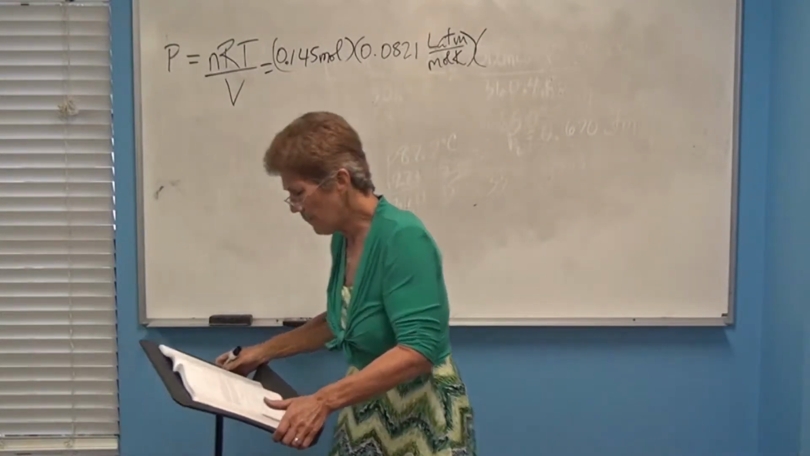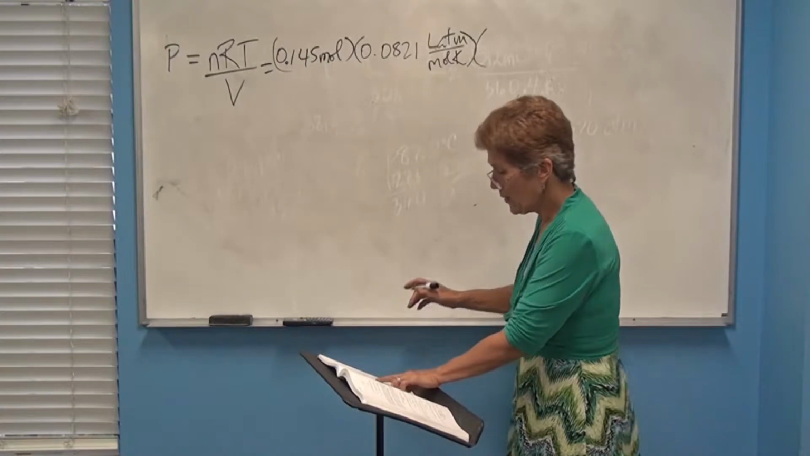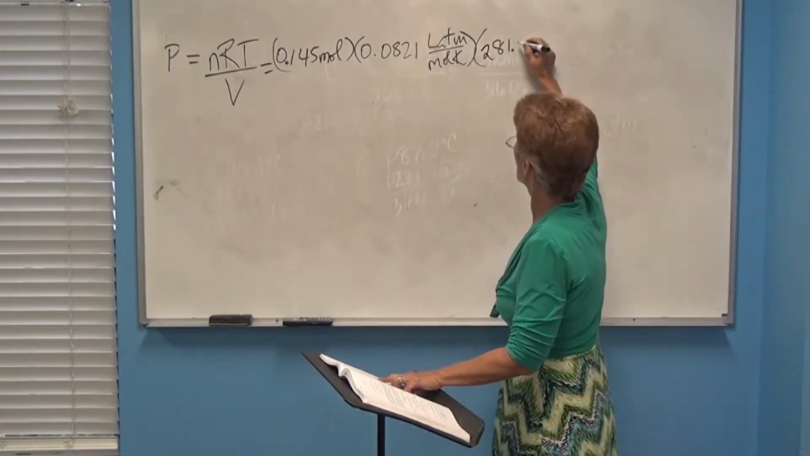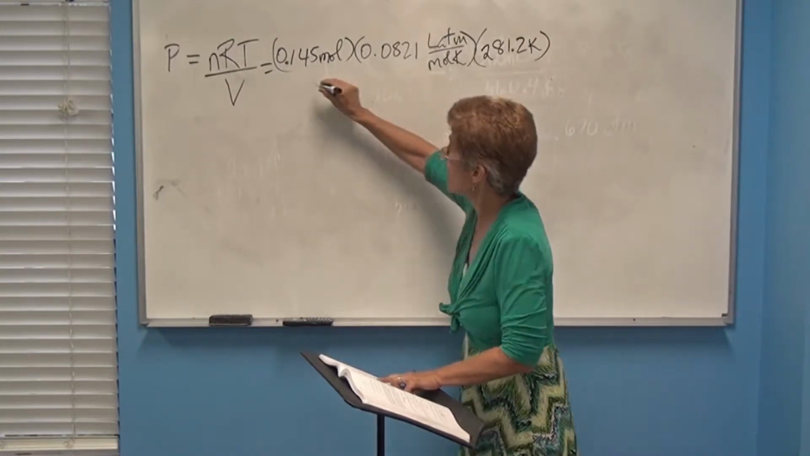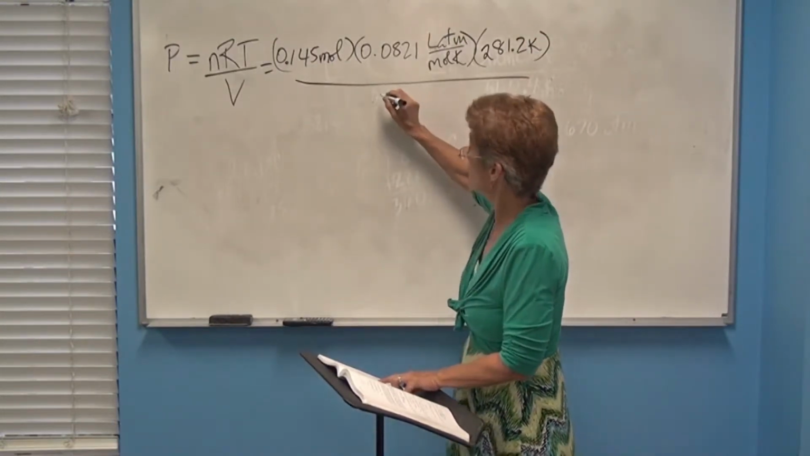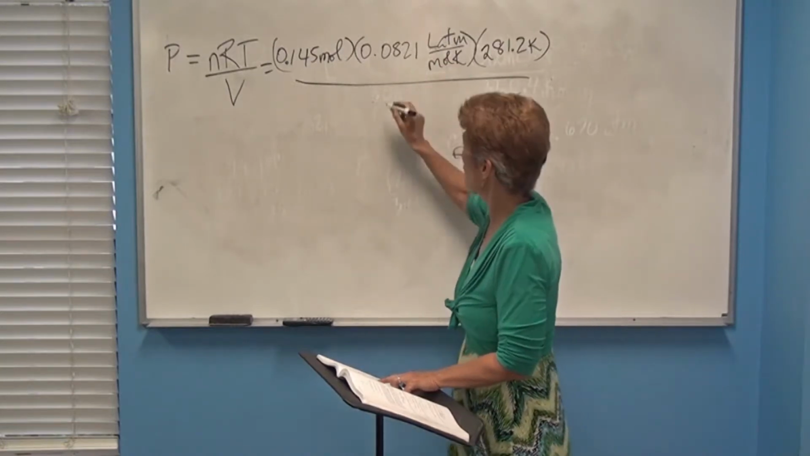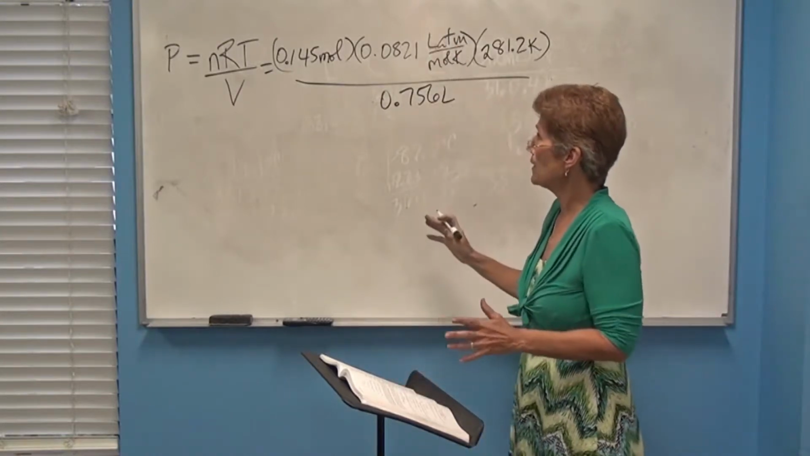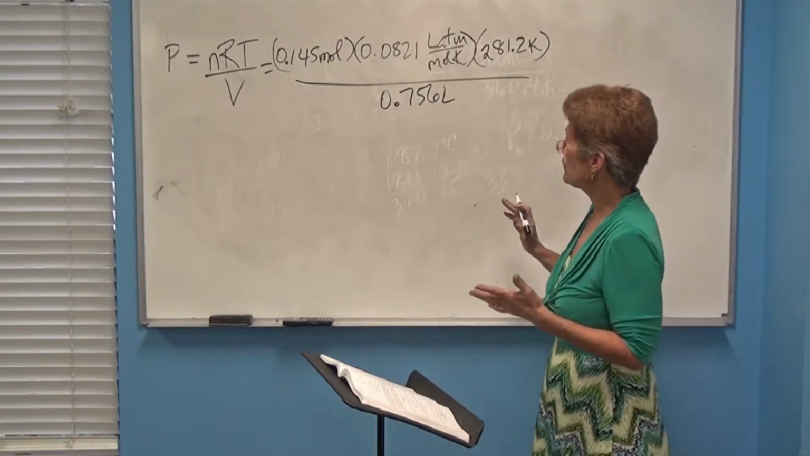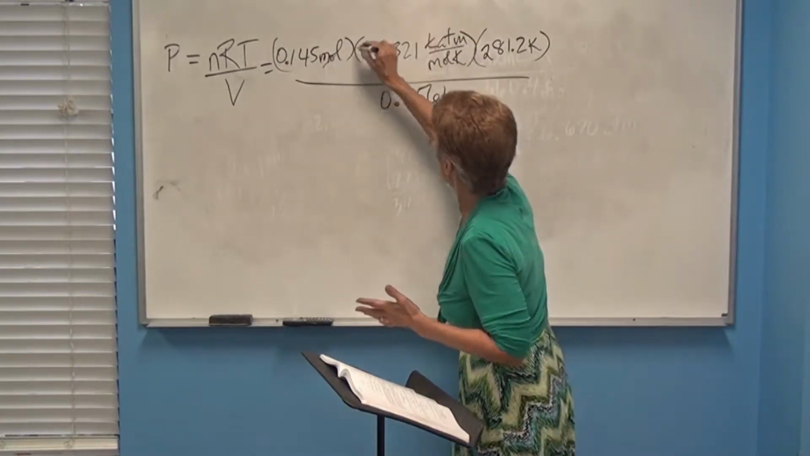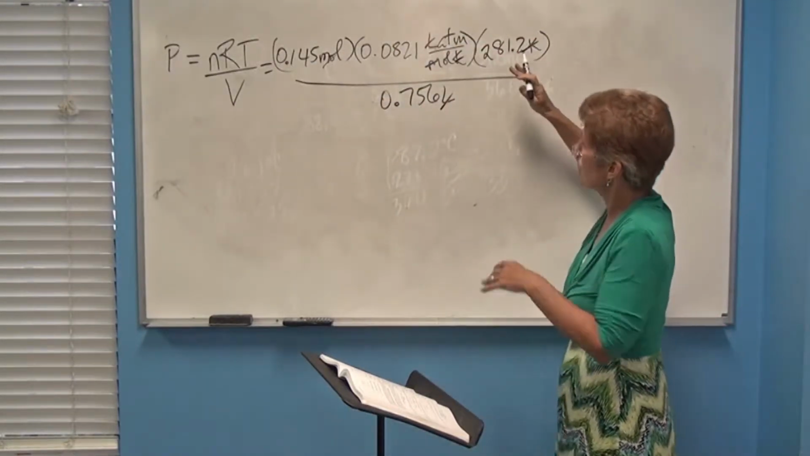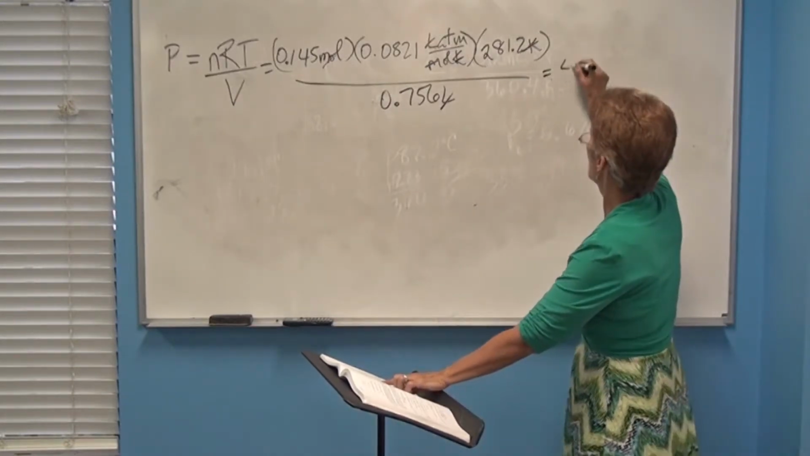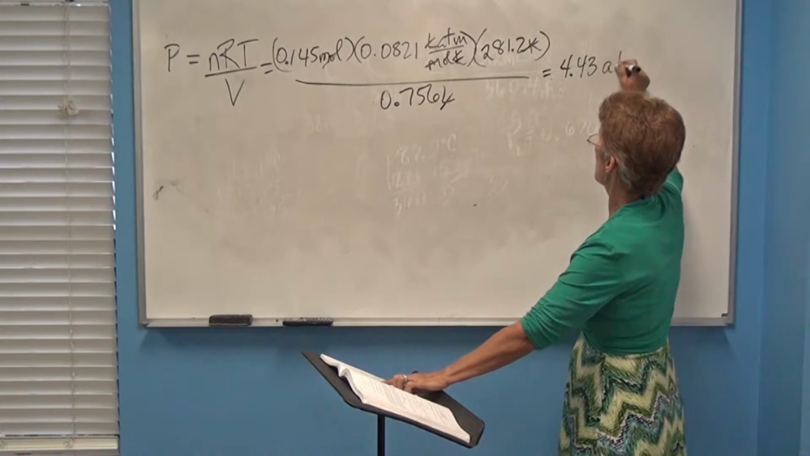We're told that the temperature is, wow, it's in Kelvin already, 281.2 Kelvin. Not used to that. And the volume, we need that in liters, and it's given in milliliters, so 0.756 liters. Otherwise, it won't cancel. We have 3 significant figures everywhere. The liter should cancel, the moles should cancel, the Kelvin should cancel, so we should be left with atmospheres, which is what we're looking for. And so that should give us 4.43 atmospheres.